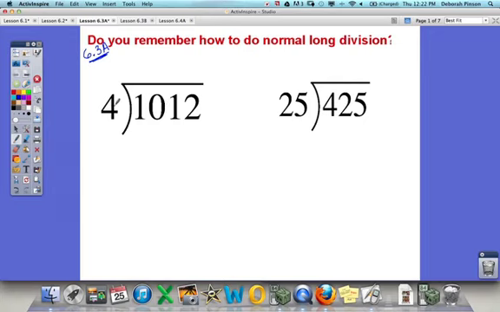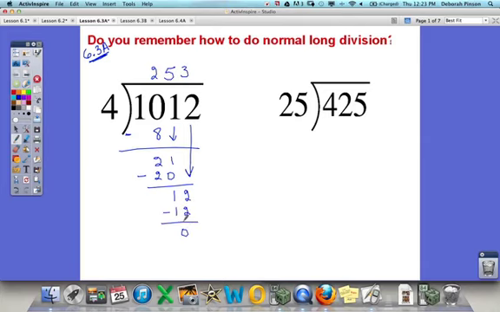Okay, so here's what we're going to do just as a reminder. We're going to say, well, 4 will go into 10 2 times, and then we'll multiply here and subtract. Bring down the next number and follow that same pattern again. So 4 goes into 21 5 times, multiply them together, and subtract. Bring the next number down. 4 goes into 12 3 times. Now, I don't have anything left to come down, which means I'm done. My remainder is 0, so 253.